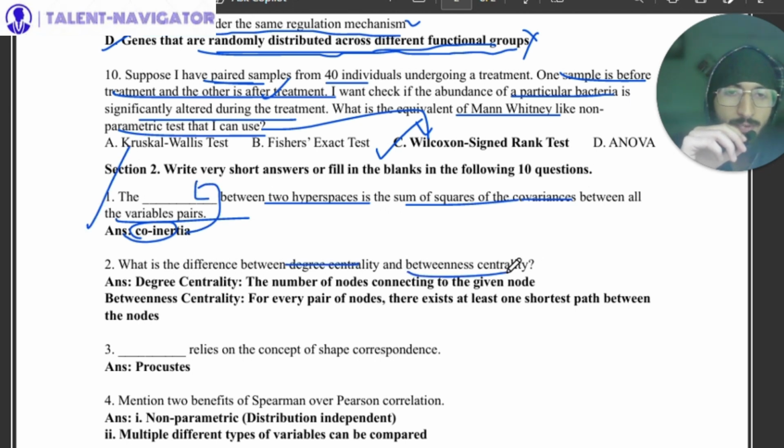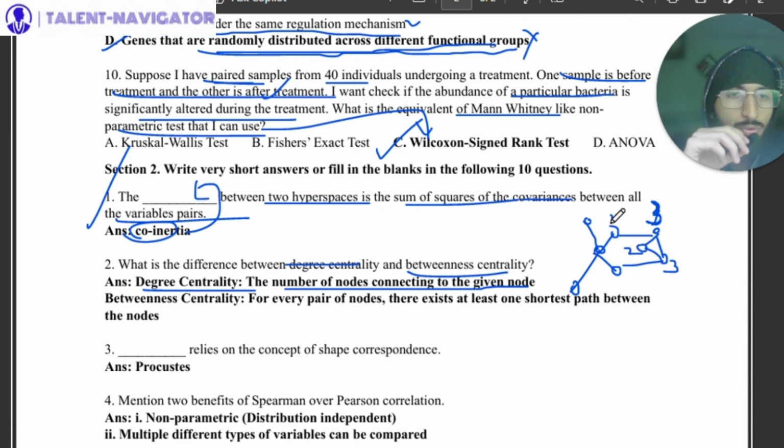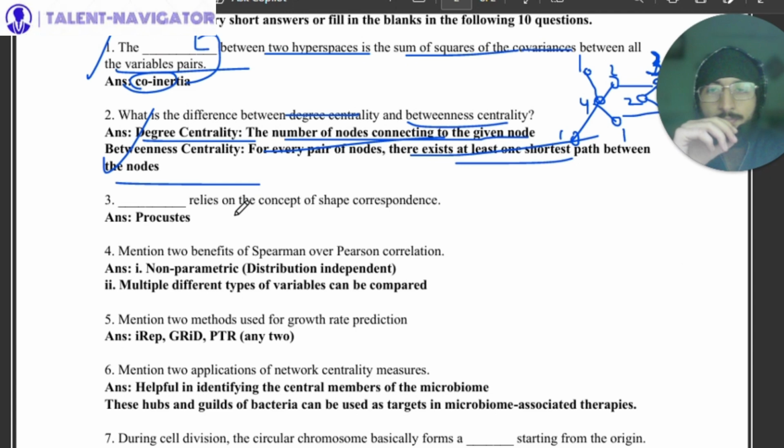Difference between degree centrality and betweenness centrality. Degree centrality is the number of nodes connecting to a given node, right? So the number of nodes connected to a given node would tell us the degree, right? For example, we have this as the graph. Let us say this is the graph and these are the nodes, right? So the degree centrality of this one would be 1, 2, 3. 3 is the number of nodes that are connected to this node. This is also 3, then this is 2, then this is 2, this is 1, this is 1, this is 1, and this is 4. This is basically the degree of each node I mentioned near it. And betweenness centrality is, for every pair of nodes, there exists at least one shortest path between the nodes.